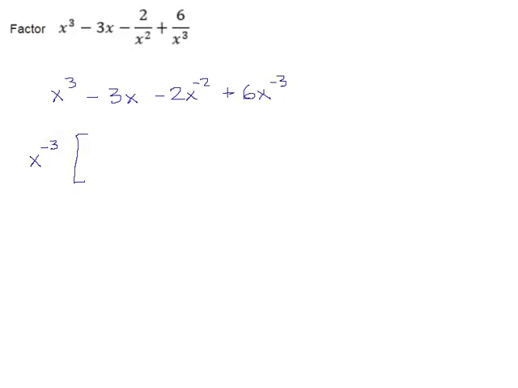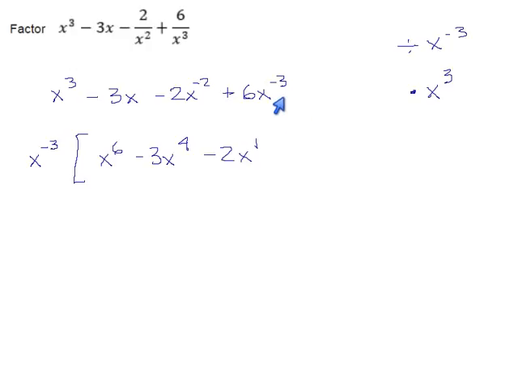Well, if you're dividing by x to the minus 3, you might remember that's the same as multiplying by x to the positive 3. So when you pull out a negative 3 like this, all of these powers go up by 3. The x to the 3 becomes x to the 6. The minus 3x becomes 3x to the 4th. It used to be the first power, now it's 3 higher than that. This becomes 3 higher, so it'll be x to the positive 1. We get minus 2x to the 1.